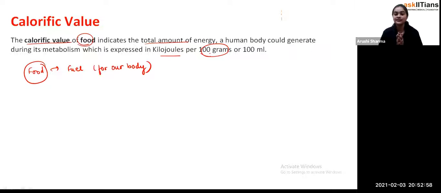For example, I'm just taking an example: if you're consuming one apple, then after eating that apple, obviously you are getting some amount of energy. So how will we see the calorific value of that apple? After consumption of 100 gram of that apple, the total amount of energy produced from that particular 100 gram of apple is called the calorific value, and that energy is used up by the human body to perform work. Exactly, student. So this is the calorific value.